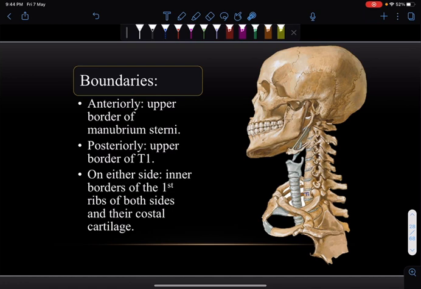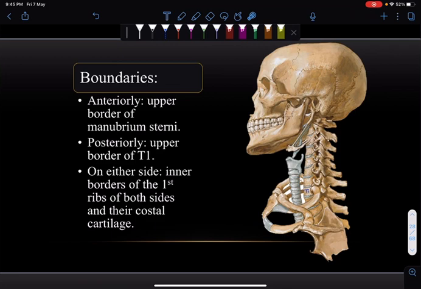Posteriorly جاي upper border of the thoracic vertebra الأولى، هون upper border of the T1, and on either sides, okay, here and there, borders of the inner border of the first rib on either sides and their costal cartilages. Okay.